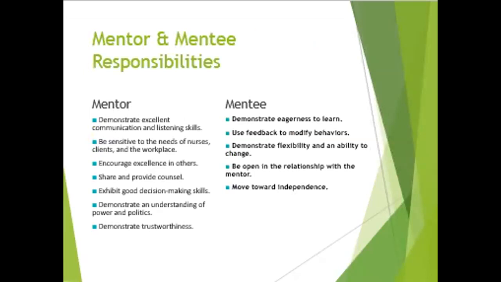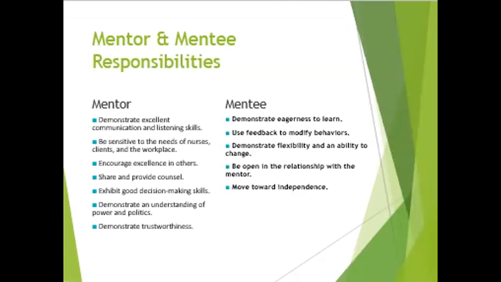Your mentor and your mentee responsibilities. So as a mentor, if you're looking at somebody to be your mentor, they should definitely demonstrate excellent communication and listening skills. They should show sensitivity to the needs of the nurses and the patients in the workplace. They should encourage your excellence. They should share and provide counsel to you. They should show you good decision-making skills. They should demonstrate an understanding of the power and politics of the hospital or location that you're working at. And they should also demonstrate trustworthiness to you.